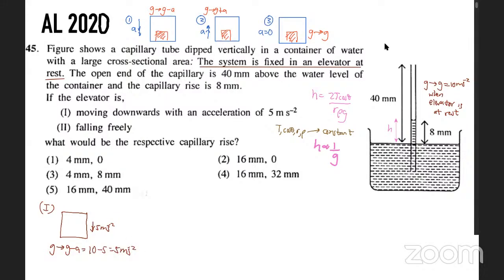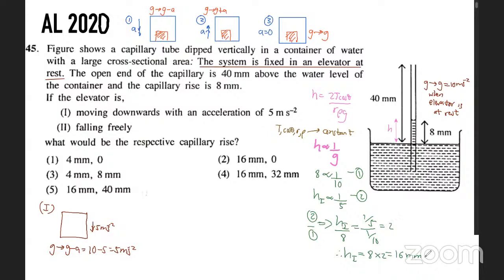Okay, so let's apply that equation for the two scenarios. First case, this 8 millimeter is proportional to 1/10, the first equation. Second scenario, I'll take it as h1, which is proportional to 1/5. That's the second equation. So the second one over the first one gives h1/8 equal to 1/5 divided by 1/10, that is equal to 2. So h1 is equal to 8 into 2, that is 16 millimeter. All right. So the answer should be the second one. Sorry, it can't be first or third, because 4 millimeter is not acceptable.